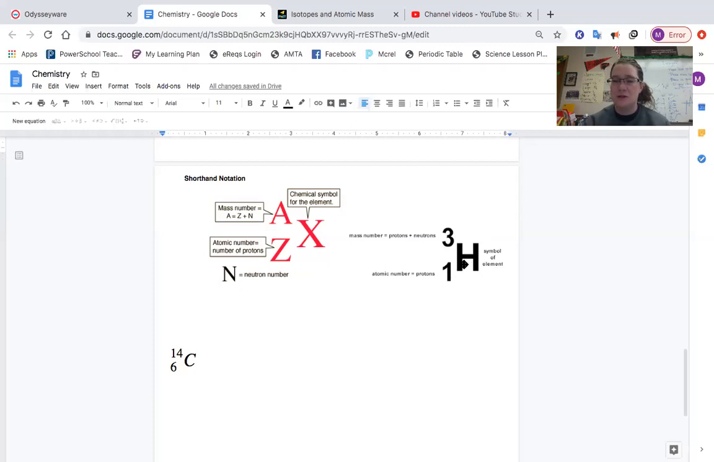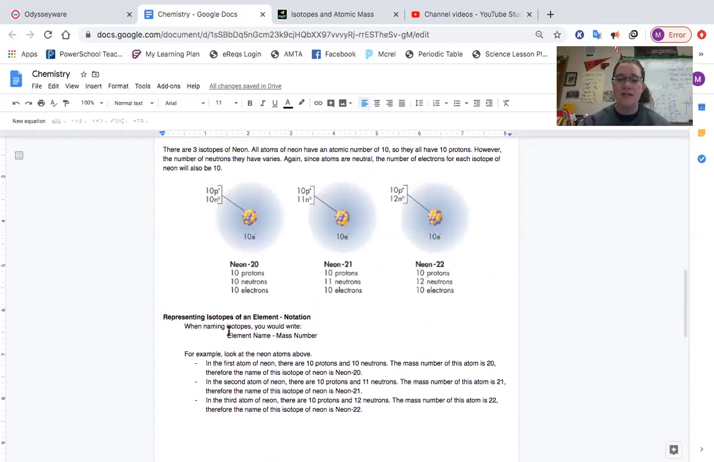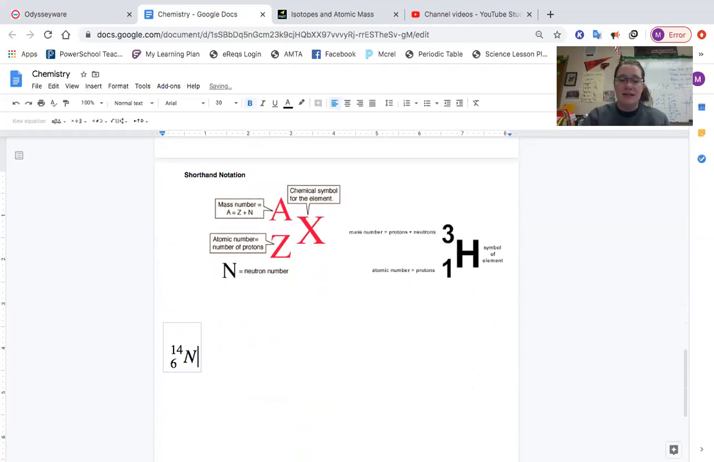Here's an example looking at an element. This is hydrogen, so they used an H. The atomic number of hydrogen is 1, and this one's mass number is 3, which means it has 1 proton, and so it must have 2 neutrons to make that a 3. If we were to write shorthand notation for neon 20, the neon symbol off the periodic table is Ne. This one had a mass number of 20 because there were 10 protons and 10 neutrons, and the atomic number of neon is 10. So this would be shorthand notation for neon 20.